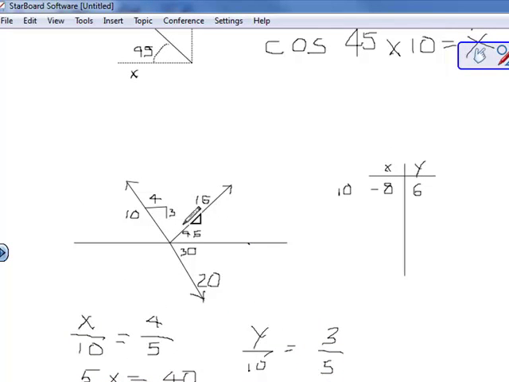Then the next vector we want to figure out is number 16. So I'll line it up right there. Then we want to know the x and the y of 16, and we know that that's a 45. So the x would be the cosine of 45, right? Because it's adjacent over hypotenuse. So it'd be cosine 45 times 16.